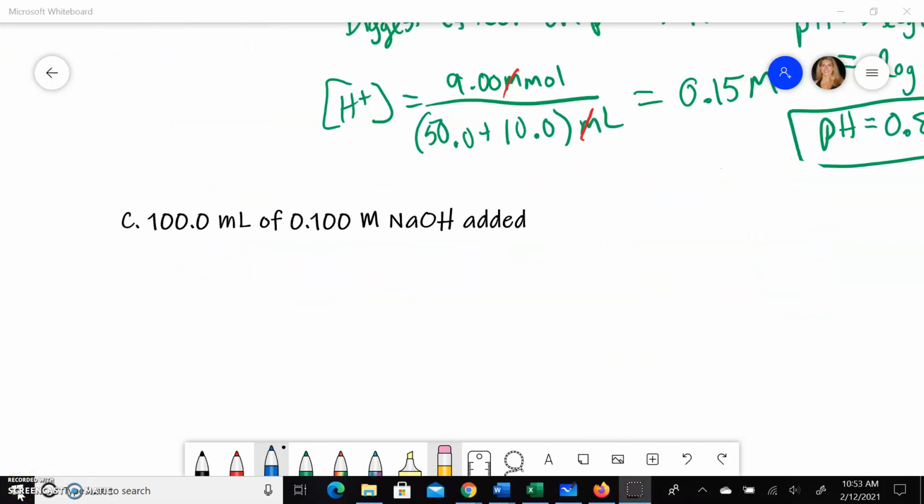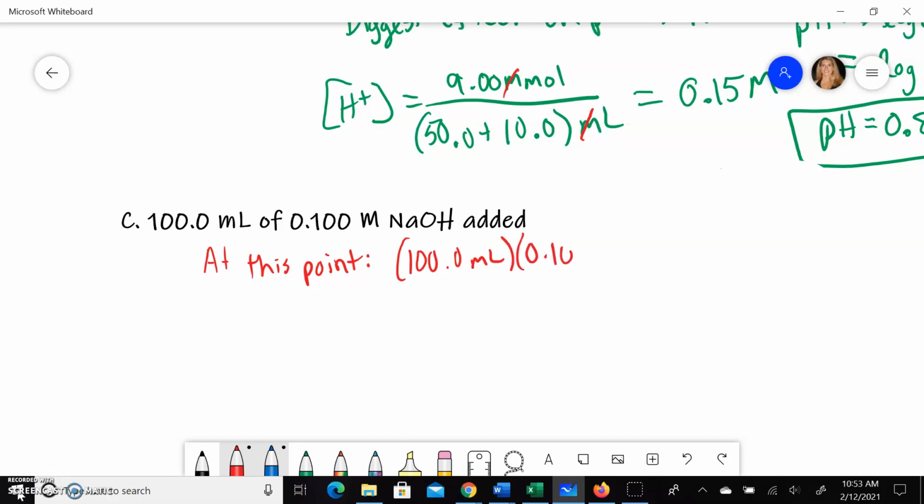All right, we're at step C now. So now we have added 100 milliliters of 0.1 molarity sodium hydroxide. So at this point, if we figure out the millimoles of that, we have 100 milliliters times the concentration, we see that we have 10 millimoles of sodium hydroxide.